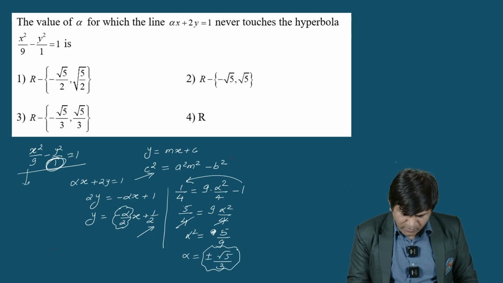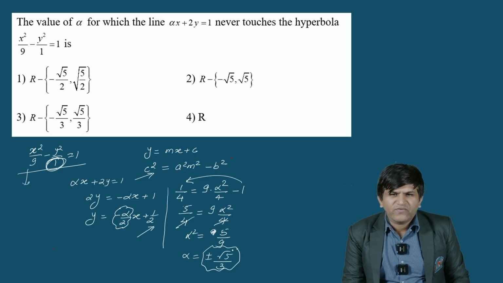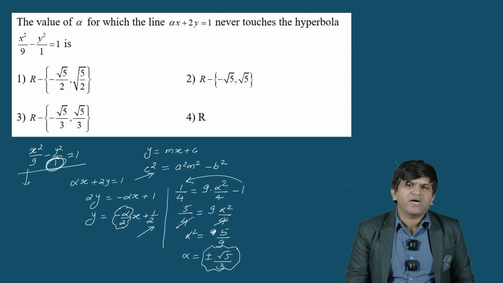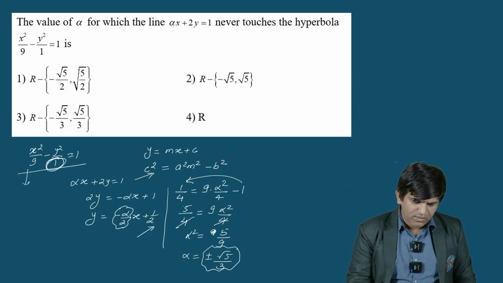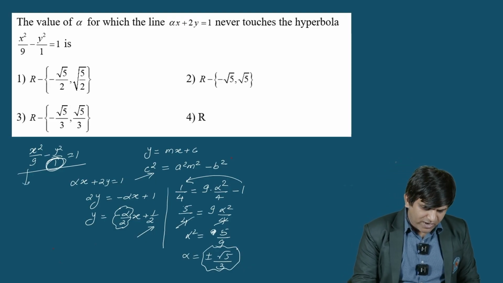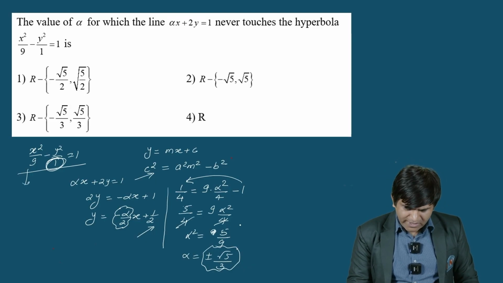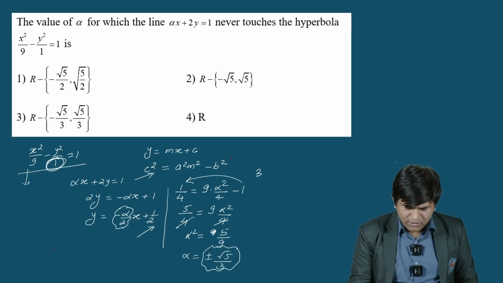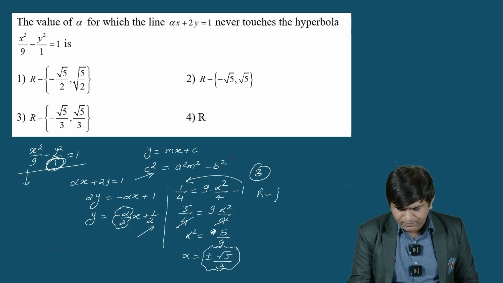Plus minus root 5 by 3, these are the values when the given line touches the hyperbola. But what they're asking is that the line never touches the hyperbola, so all real values except plus minus root 5 by 3 will be our answer. So the answer is the third option, all values except plus minus root 5 by 3.